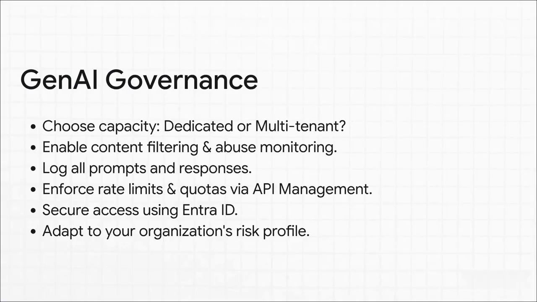First, make that big decision, dedicated or multi-tenant. Base it on your data sensitivity. Second, turn on content filtering from day one. Don't wait. Third, log everything. I mean everything, prompts and responses. Fourth, use API management as your gatekeeper for rate limits and quotas. Fifth, lock it down with identity policies using Microsoft Entra ID. And last but maybe most important, remember, this is a starting point. You have to adapt this checklist for your organization's unique needs.